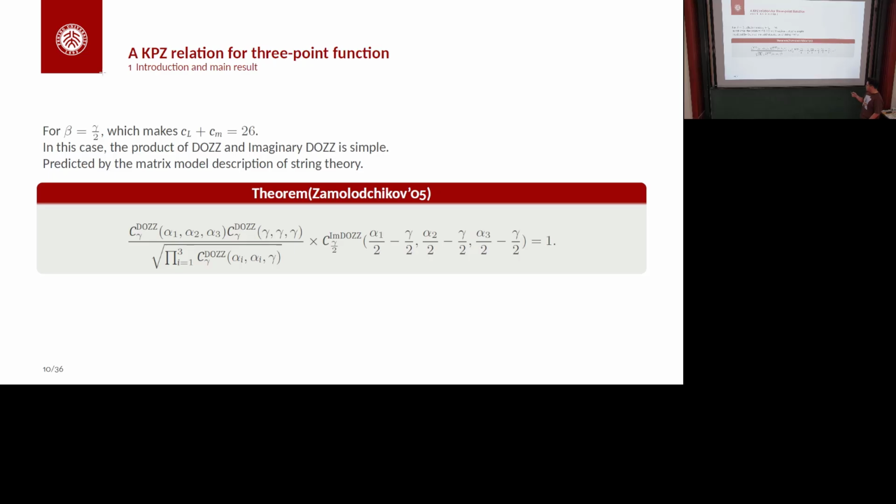For example, in the KPZ sense, for the matter field and the background geometry, the Liouville field, the central charges sum to 26. Also, the conformal weights of the matter field and the Liouville field sum to 2. So this is like the 3-point generalization of the KPZ formula.